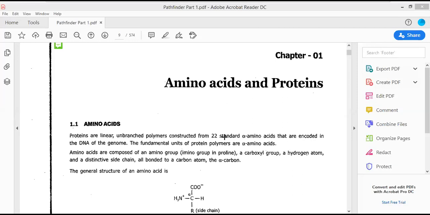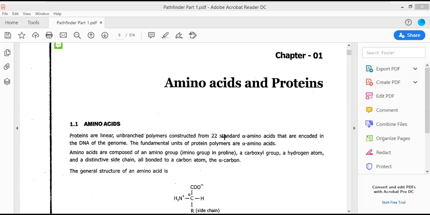Now, when you look towards amino acids, there are actually four fundamental biomolecules present in the world. Which are the four fundamental biomolecules? One is referred to as amino acids and proteins. The second one is lipids. The third one is carbohydrates, and the fourth one is nucleic acids. Okay, so we would be initiating our lecture with amino acids and proteins.